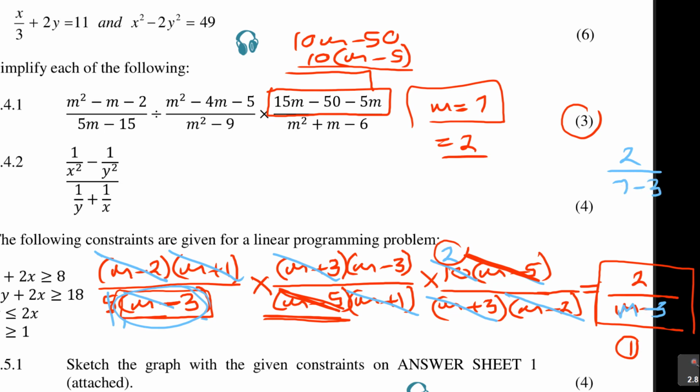minus 3. Am I doing this right now? I took out a 5, yes, it's m, and that was that. Yes, so when I do that, it will now be m minus 3, and as I said, m is 7, so it will be 2 over 4, which is equal to 1 over 2. I'm getting actually a half, not a 2.